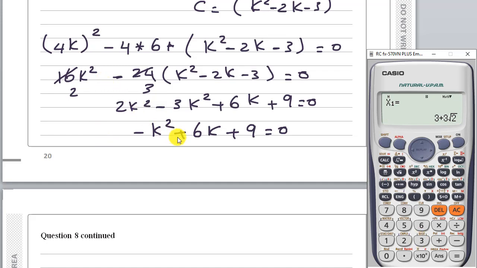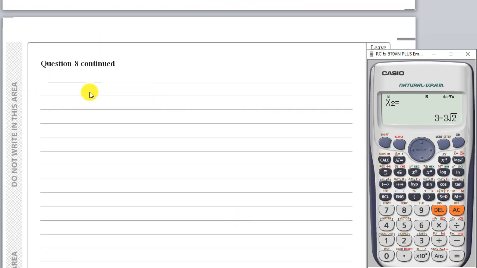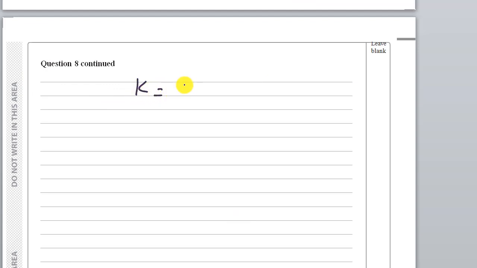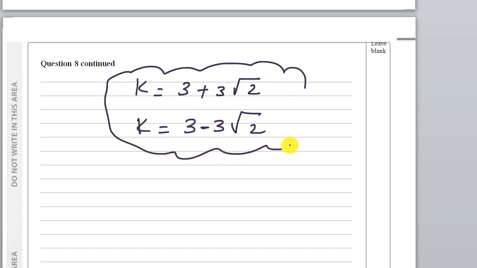So k is equal to 3 plus 3 square root of 2 and 3 minus 3 square root of 2. So k is equal to 3 plus 3 square root of 2 and k equal to 3 minus 3 square root of 2. And this is the answer of this question.